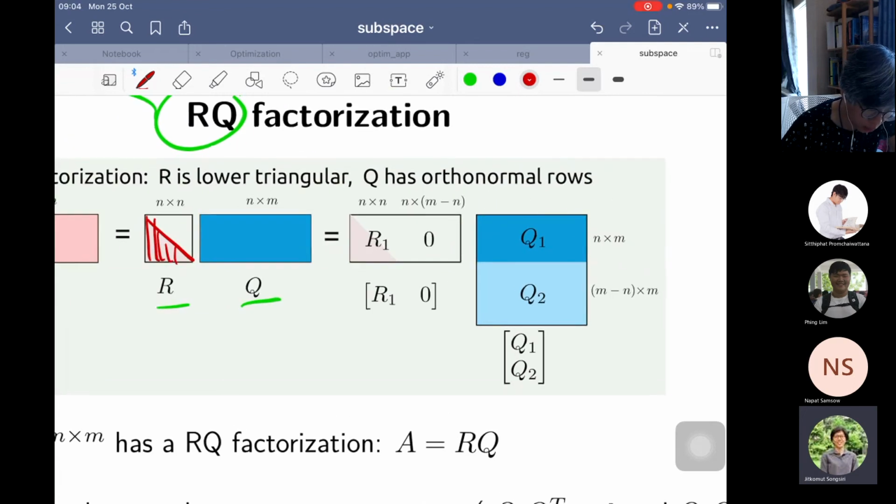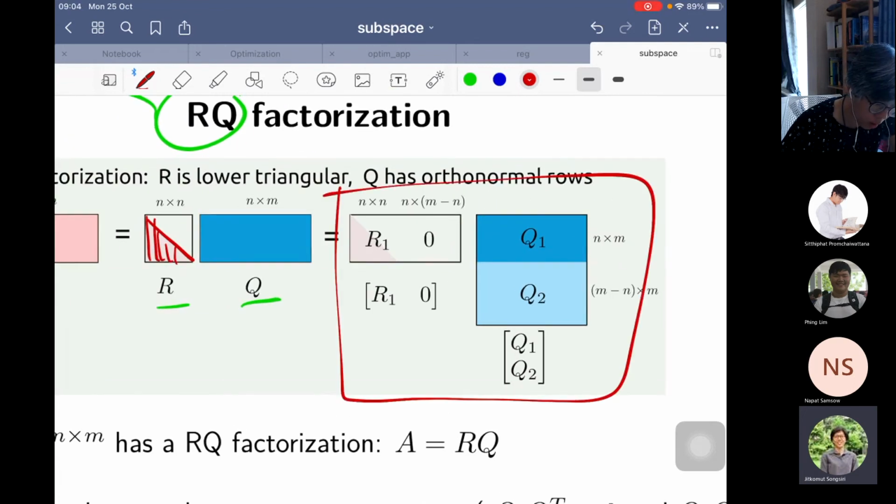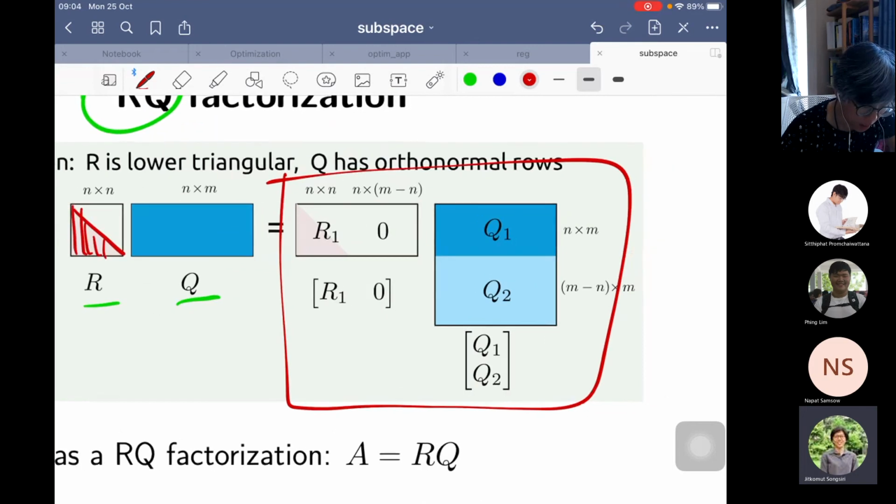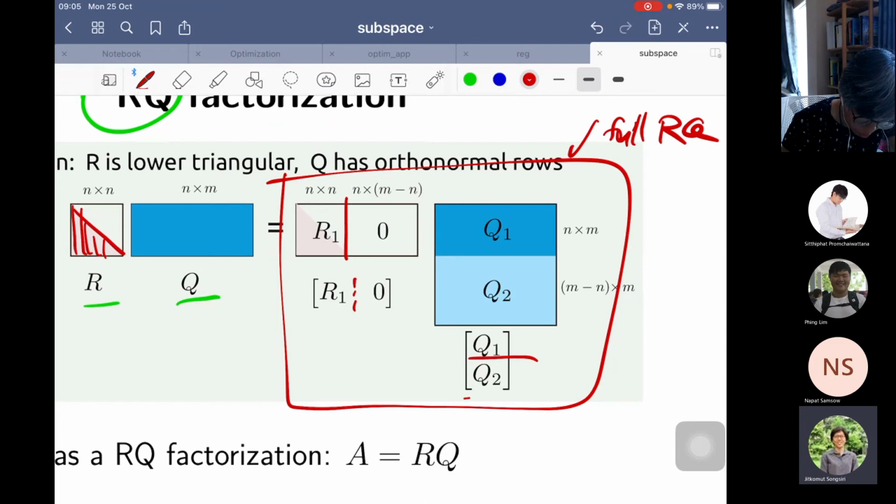The full RQ factorization is given by the right hand side. So is a matrix R that can be partitioned into R1 and 0. Okay, this is called full RQ. All right, and the matrix Q, if you partition in the row, is going to have the block row Q1 and the block row Q2.